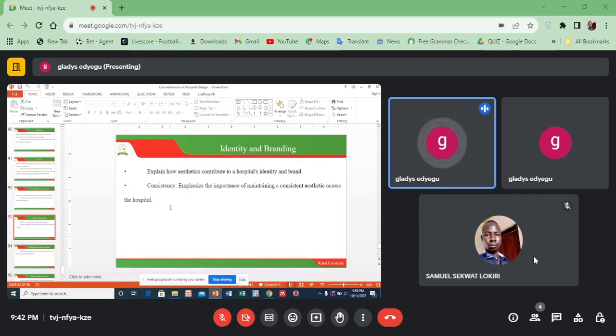So consistency is very key. You have to emphasize the importance of maintaining a consistent aesthetic across the hospital. Aesthetics has not to be only in one hospital space, but you have to make sure that aesthetics cuts across all the different spaces in the hospital. So when you have good aesthetics in the administration, you have to make sure that you also have good aesthetics in the other working spaces, whether it means being in theater, the mortuary, the canteen where they sell foods for your patients, or the delivery spaces.